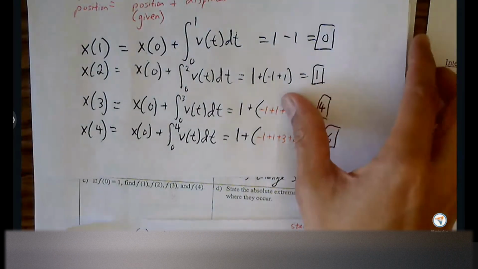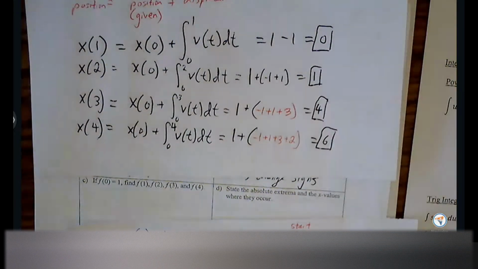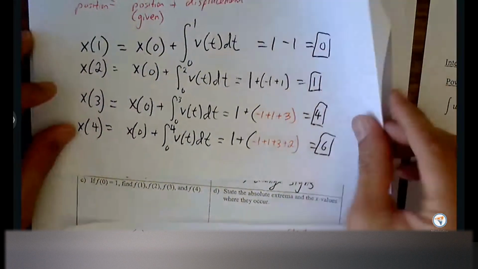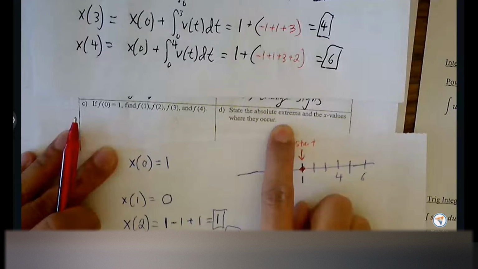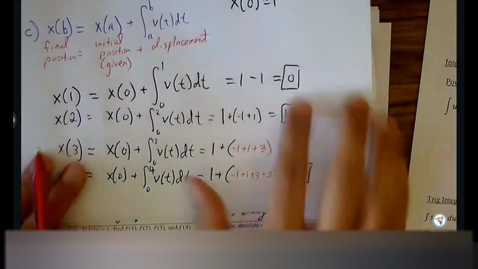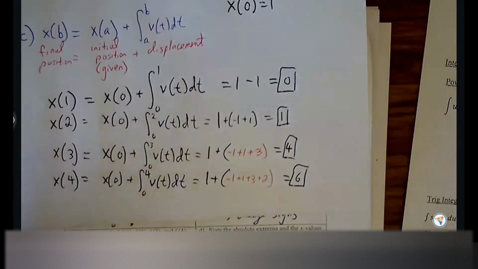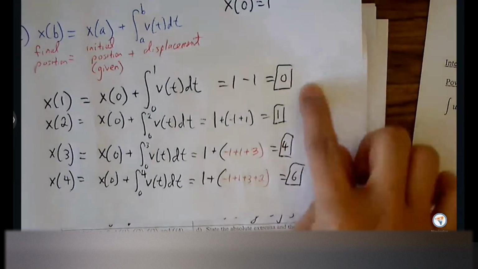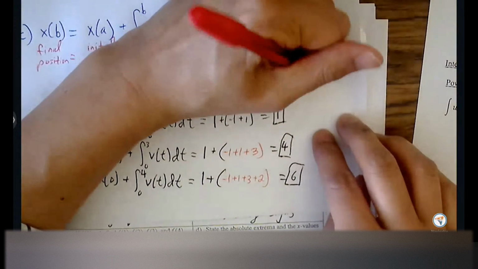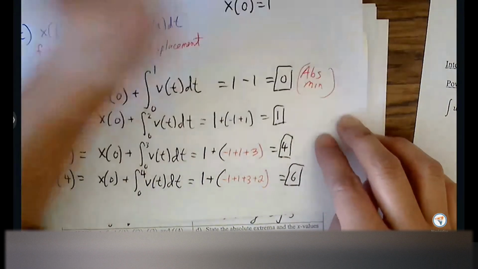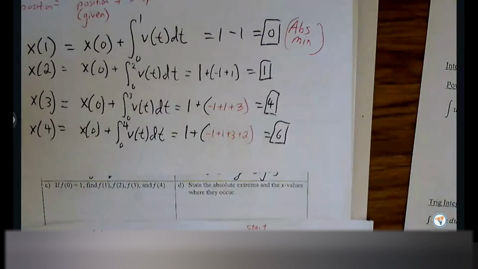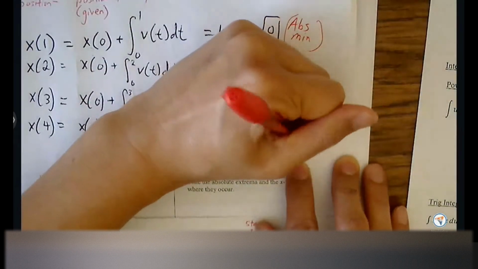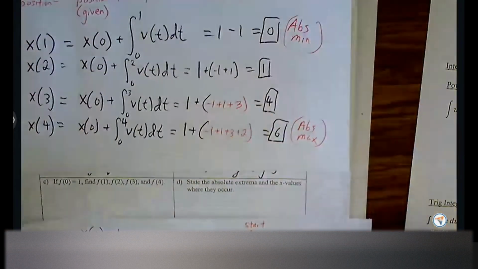Okay, a few more things here. Part D says state the absolute extrema. So that just means find the highest and lowest point. So that just means on the number line, what's the least value and what's the furthest left and furthest right this object's going to achieve. And we can see that the smallest number is 0, so that we know that's absolute min. Absolute max, obviously 6.